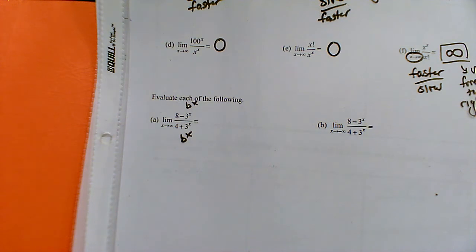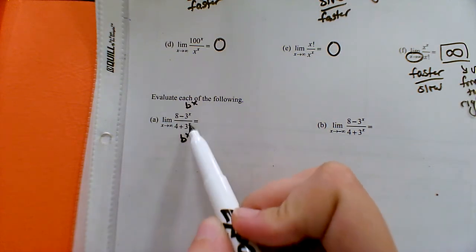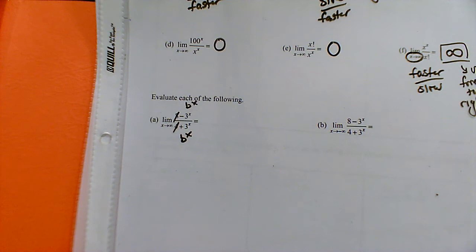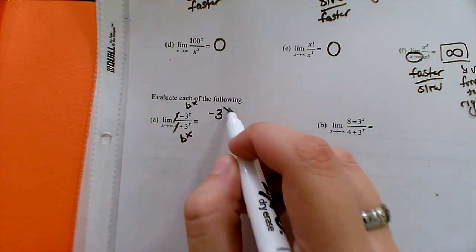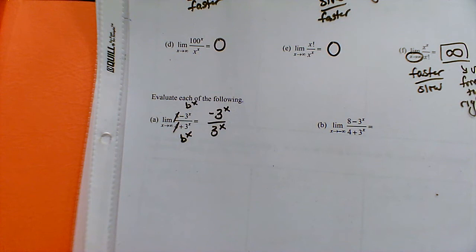So we have essentially the same growth rate, right? Because they're both exponential. But let's go a little bit further here. If we thought about plugging in infinity, wouldn't the 8 and the 4 be unnecessary? Because you're adding something to infinity, you're not really affecting the value. So again, this is kind of like negative 3 to the x over 3 to the x.